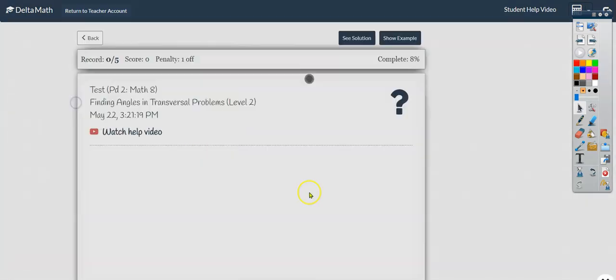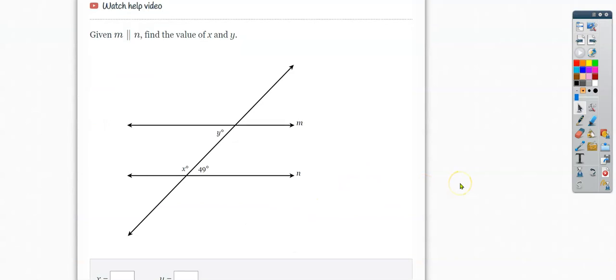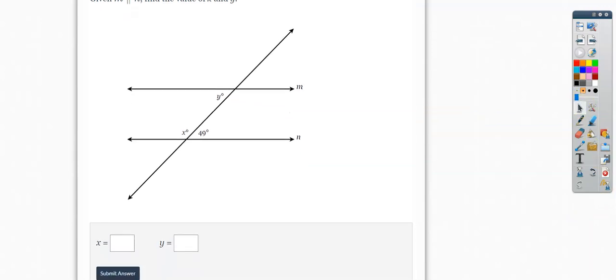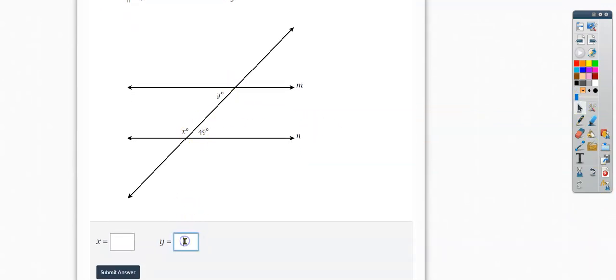Finding angles in transversal problems. Angles are either complementary, supplementary, or vertical, which means equal. In this case, we need to find both the measures of x and y. And these two are what we call alternate interior angles. And alternate interior angles are equal. So I already know that angle y is exactly 49 degrees. I know that because 49 and y are equal.